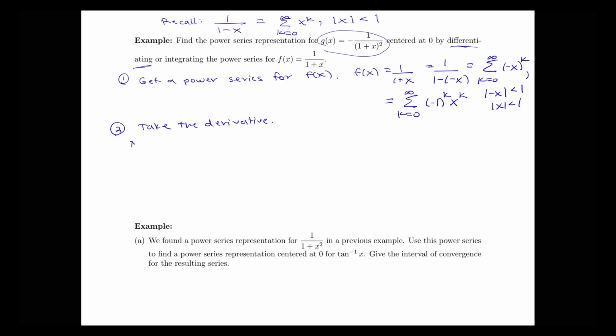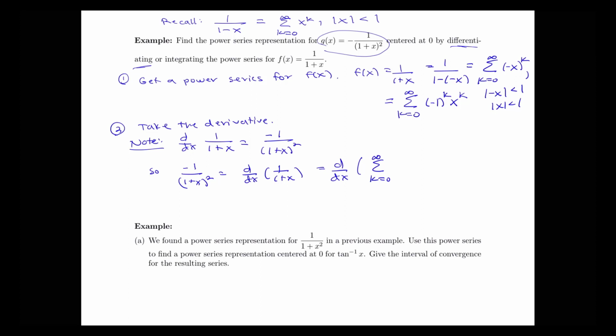Okay, well, we want to note that the derivative of 1 over 1 plus x is equal to negative 1 over 1 plus x squared, which is the function that I'm trying to find a power series representation for. So negative 1 over 1 plus x squared being equal to the derivative of 1 over 1 plus x will equal the derivative of the power series representation of 1 over 1 plus x. So the derivative of the sum from k equals 0 to infinity of negative 1 to the k x to the k. So I can do my term by term differentiation.